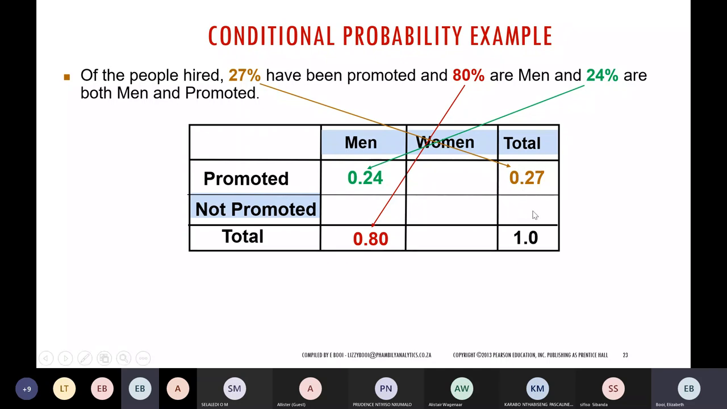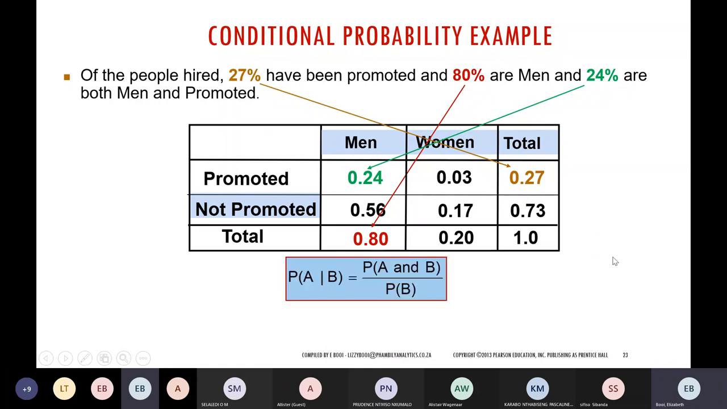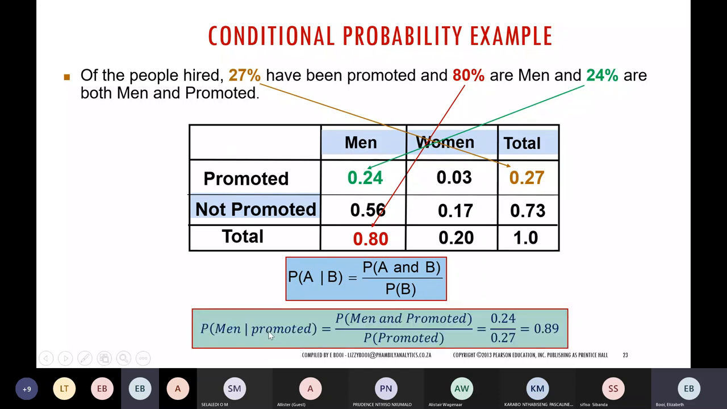I can find the value for promoted, for not promoted, I can find the value for women, I can find the value of not promoted, women promoted and men not promoted, because to get this value, I just subtract 0.27 minus 0.24 will give me women. And 1 minus 0.27 will give me not promoted. So we just do those subtractions of the values. And then the whole table is complete. And then you are able to answer all the other questions that follow. So if we wanted to calculate the probability of A given B, in this instance, we want to calculate the probability of men given that they have been promoted.